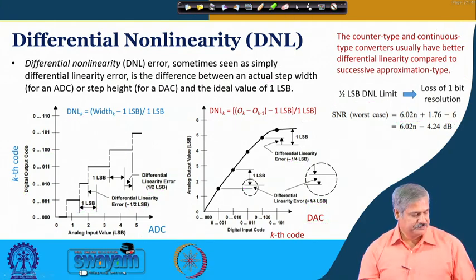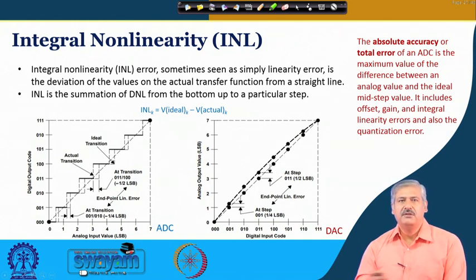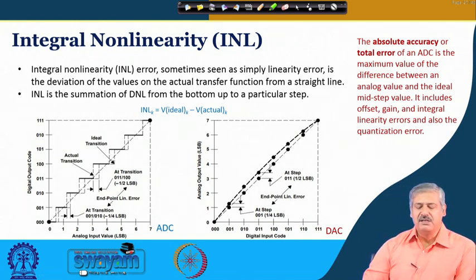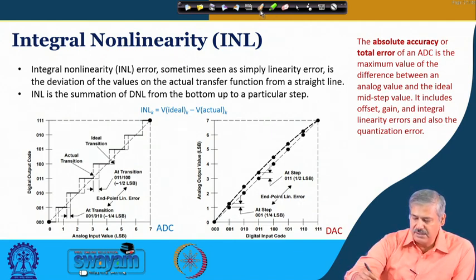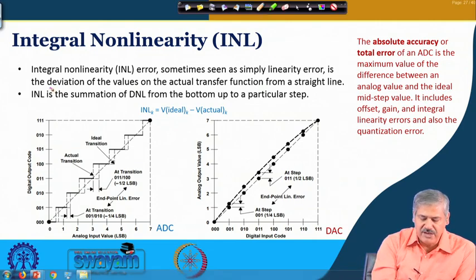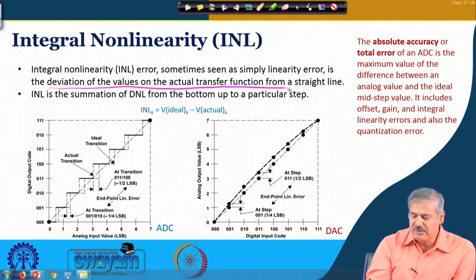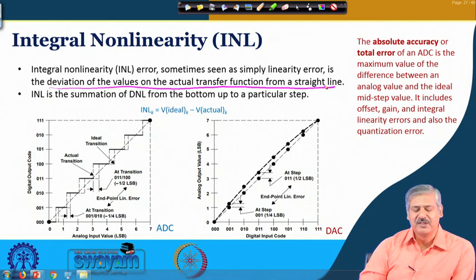From there we go to something called integral nonlinearity, and the corresponding error is called INL error, integral nonlinearity error. What is it? This is the deviation of the values on the actual transfer function from a straight line. Let us see how it looks.